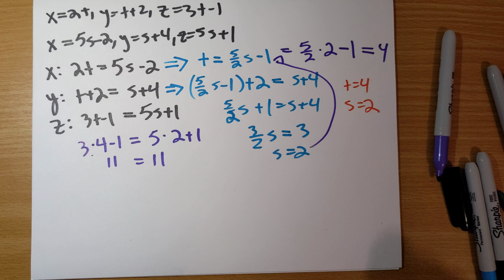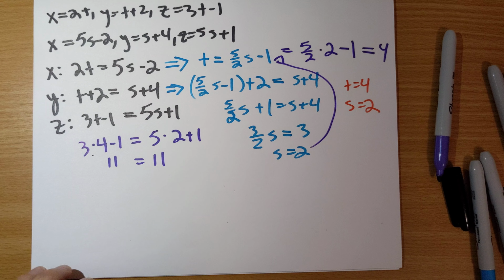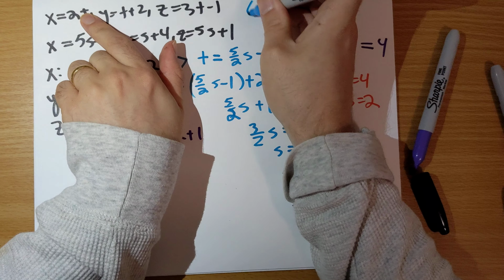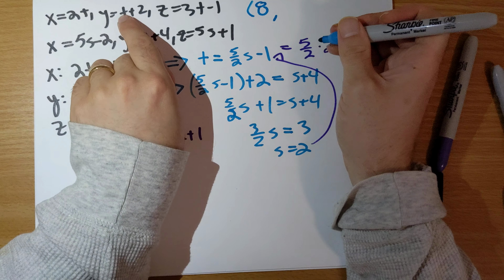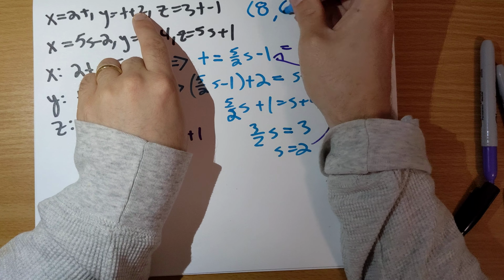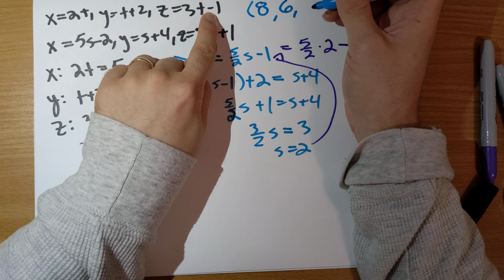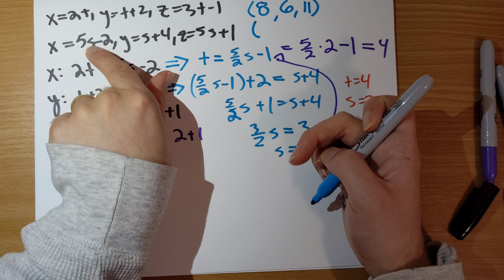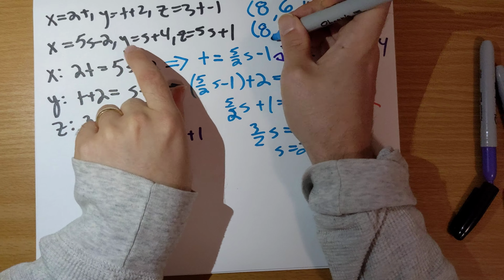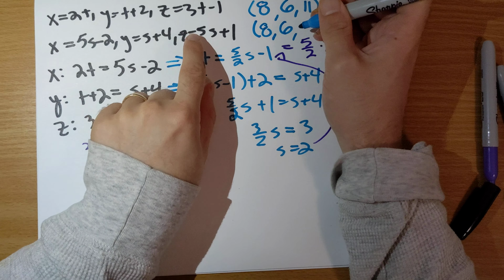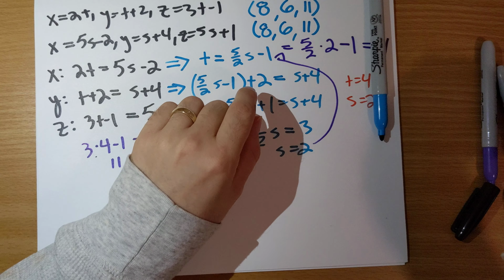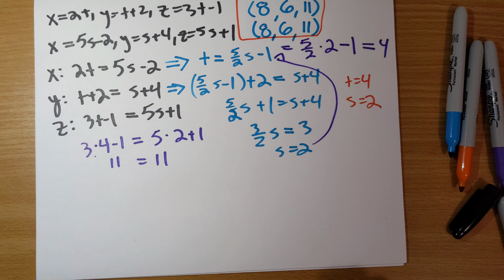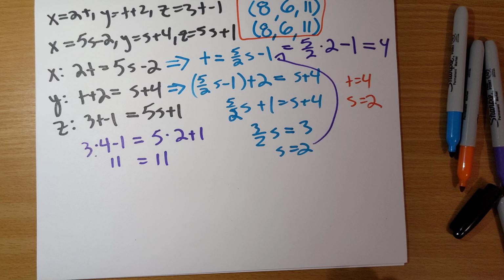Okay, so the point here, no pun intended, about the point of intersection. If we plug in t is equal to 4, we get 2 times 4 is 8. 4 plus 2 is 6. 3 times 4 minus 1 is 11. And we plug in s is equal to 2 down here. 5 times 2 minus 2 is 8. 2 plus 4 is 6. 5 times 2 plus 1 is 11. So this right here, 8, 6, 11, that is the point of intersection between the lines.